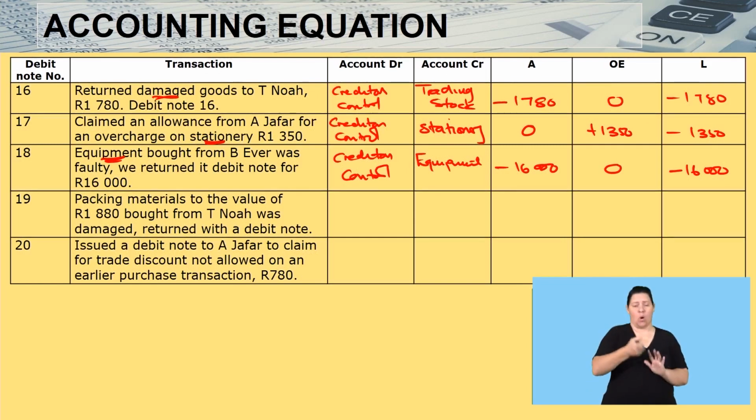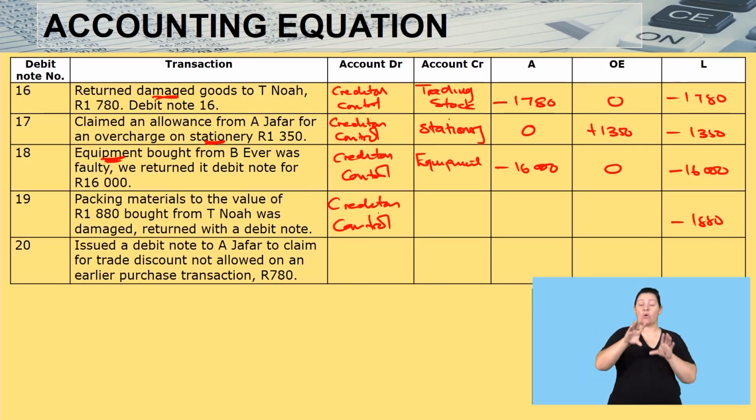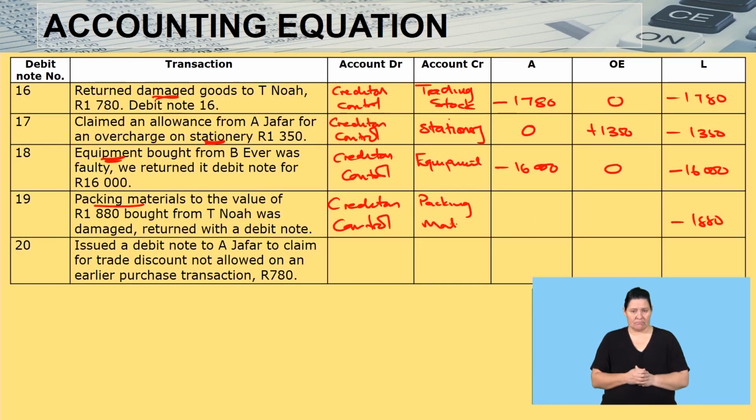On the 19th, packing materials to the value of 1,880 bought from T Noah was damaged and returned with a debit note. Account debit, it is your creditors control. And we now know once I debit my creditors control, my liabilities decrease 1,880. And the second account involved here is packing materials. So I'll credit packing materials. Once I credit packing materials, which is an expense, my owner's equity is increasing, plus 1,880. Assets, no effect.